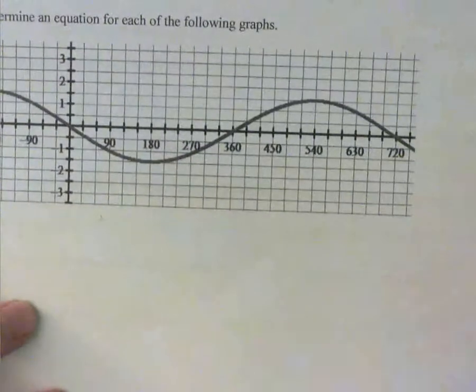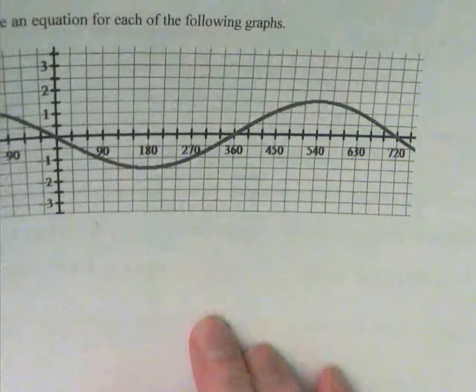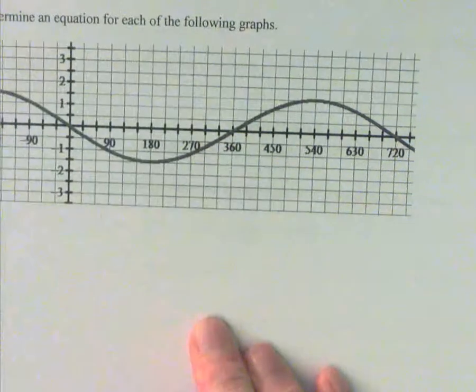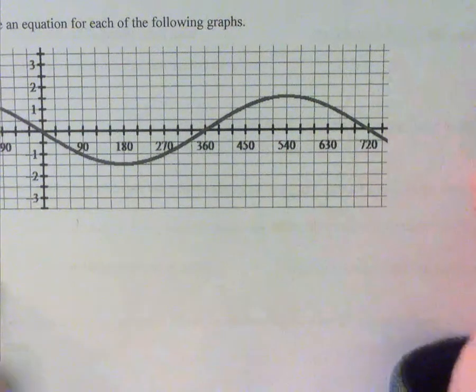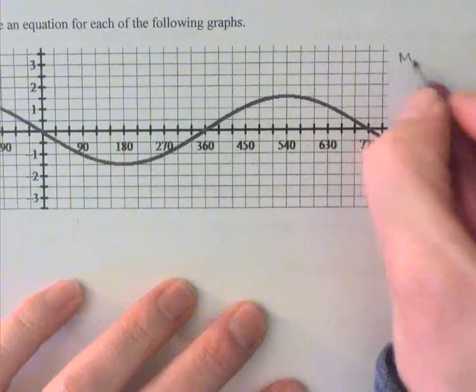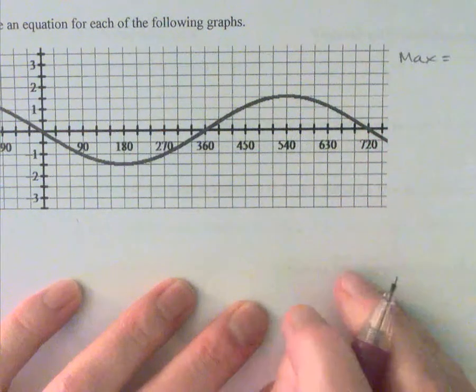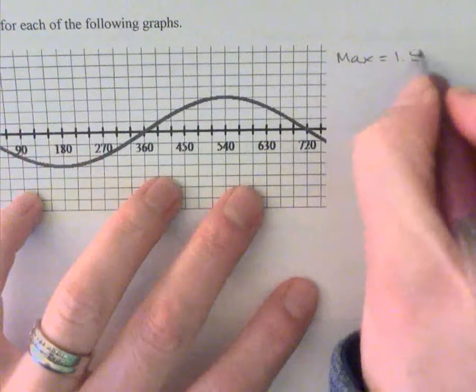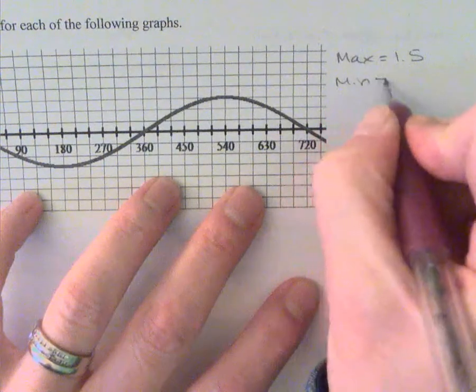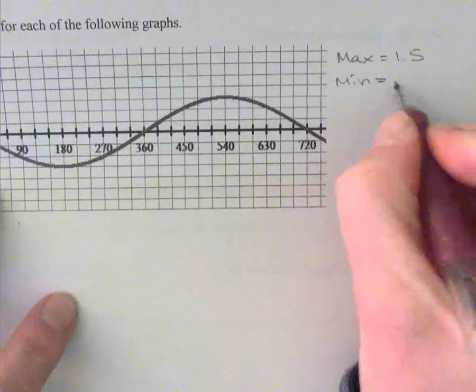Okay, next one we want to look at is finding the equation of a function. In this case, it doesn't tell us whether it wants sine or cosine, so we do have some options. So first things first, I want to know what the maximum and what the minimum are. So the maximum is, in this case, 1.5. The minimum is minus 1.5.